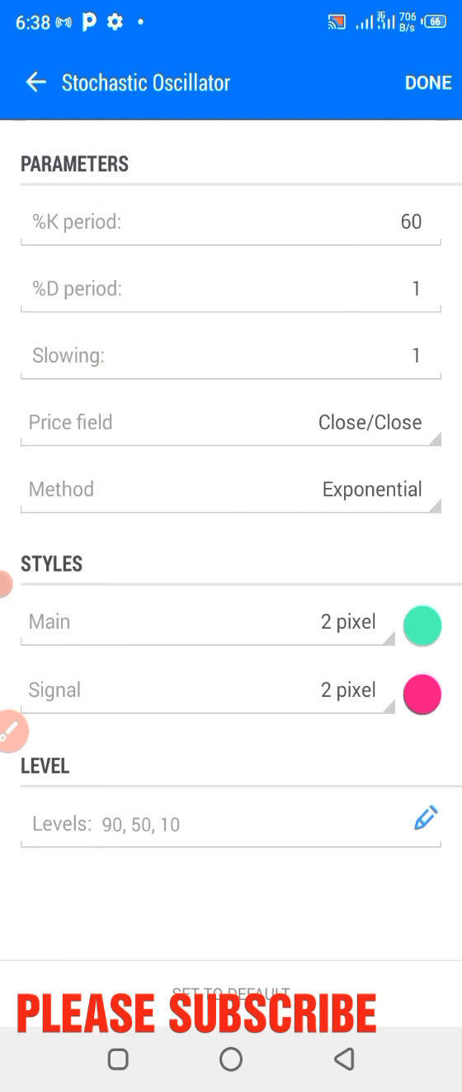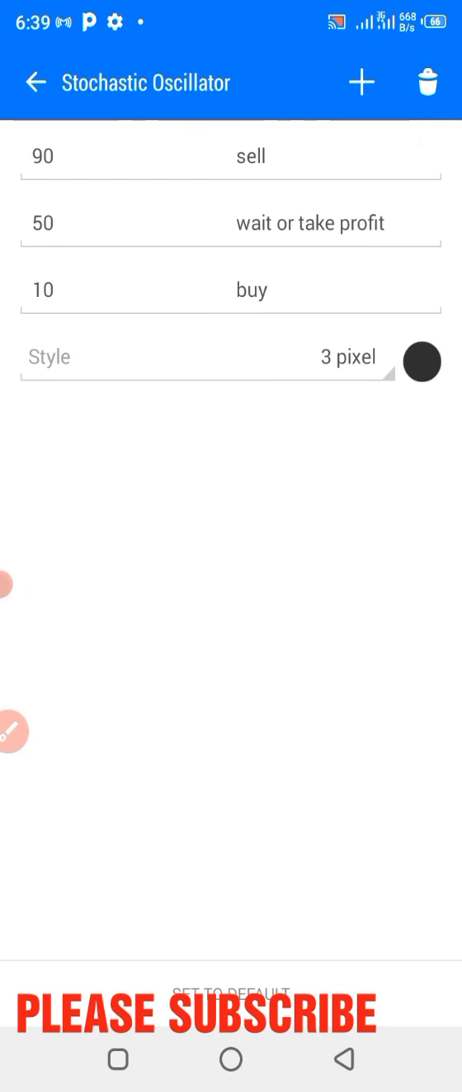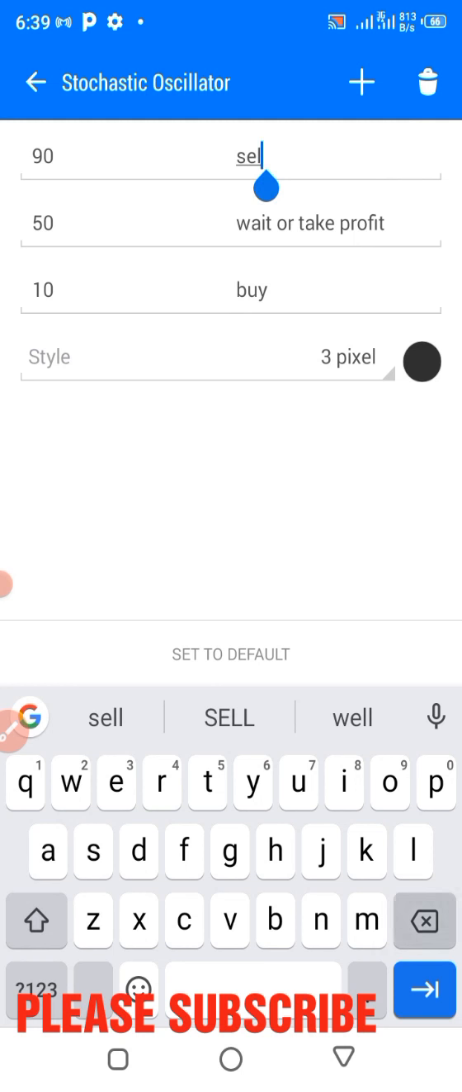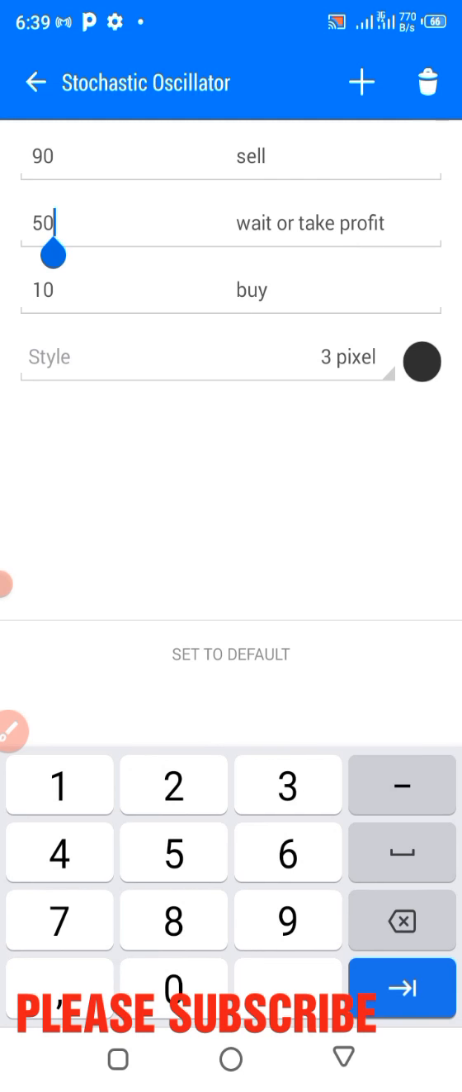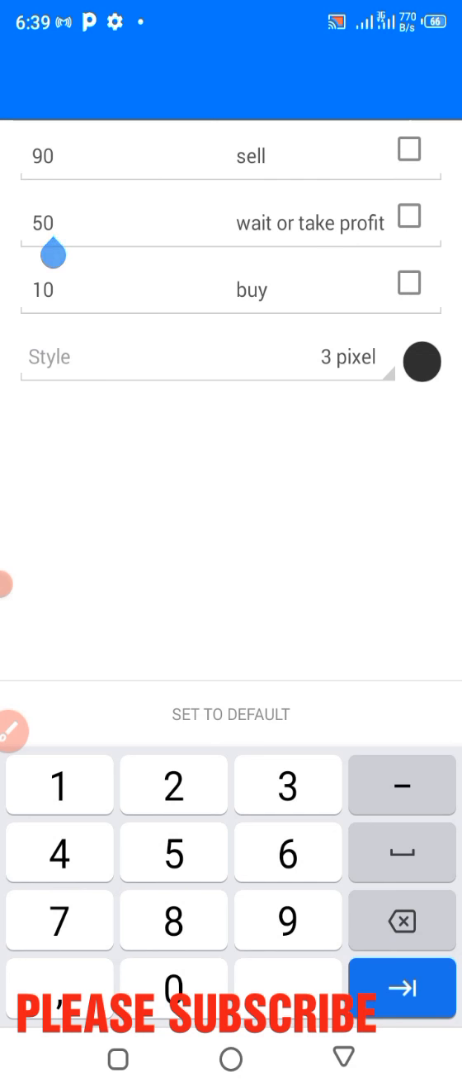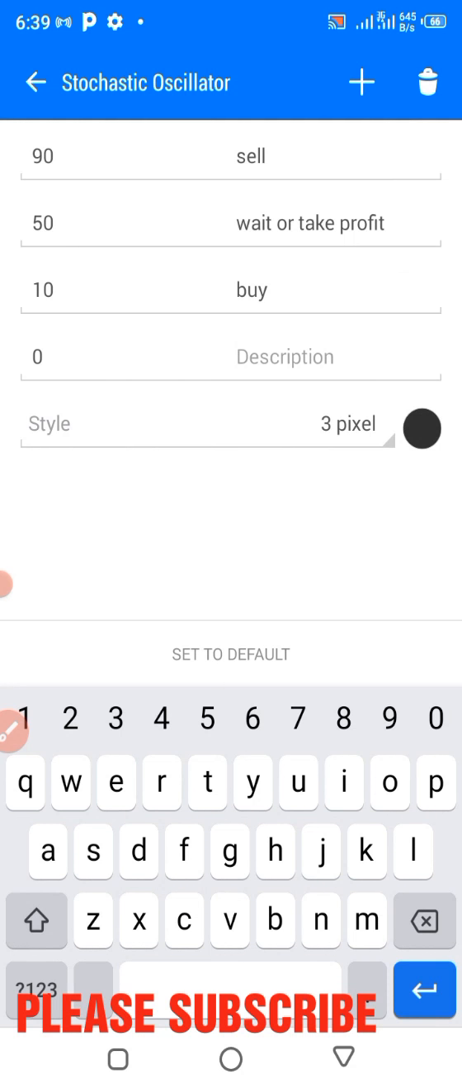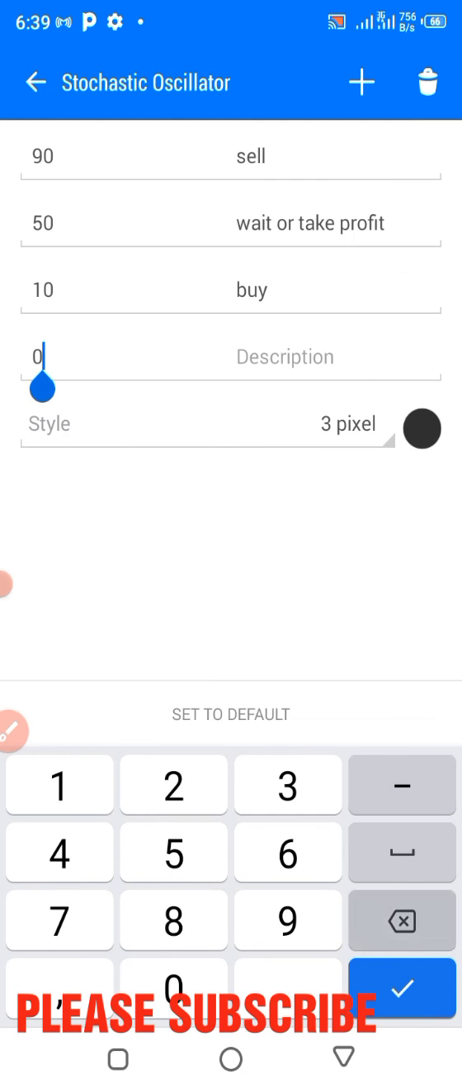Styles: the main line should be 2 pesos and light green. Signal should be 2 pesos and red. Levels should be level 90, sell. You have to add this. You just type sell. If you want to add a level, click on the plus and it will add. Like, I want to add level 20 now, I can click on plus.